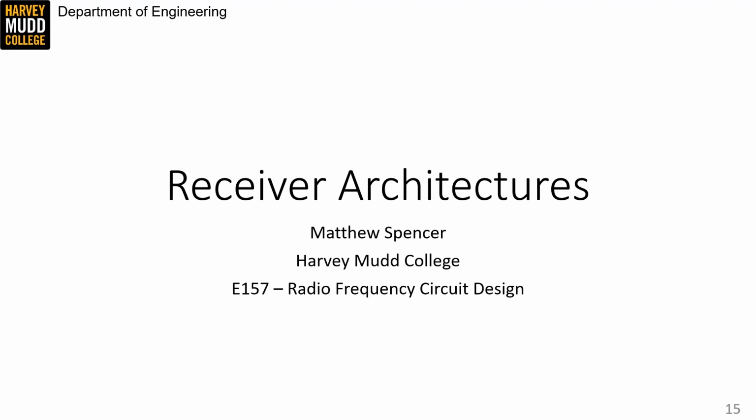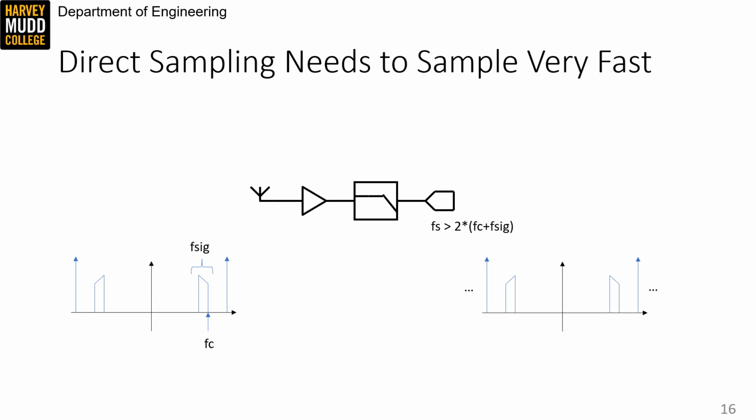In this video, we're going to discuss several different ways to combine amplification, filtering, modulation, and sampling to recover signals. The simplest receiver you could imagine is attaching a sampler directly to an antenna. This type of receiver is called a direct sampling receiver.